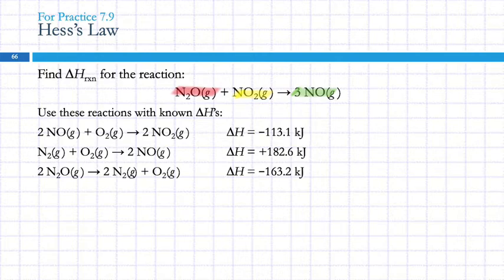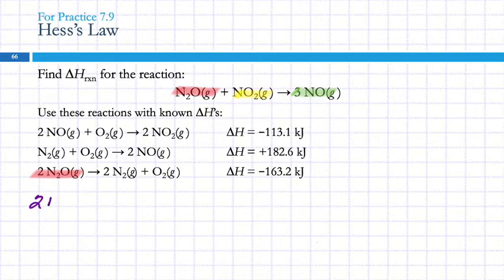So I need to figure out how to take these equations and add them up so that I get this. First of all, I'm going to find an equation that has N2O in the gas state as a reactant. Well, that's this one right here. I don't see it anywhere else. So I'm going to write that one down.